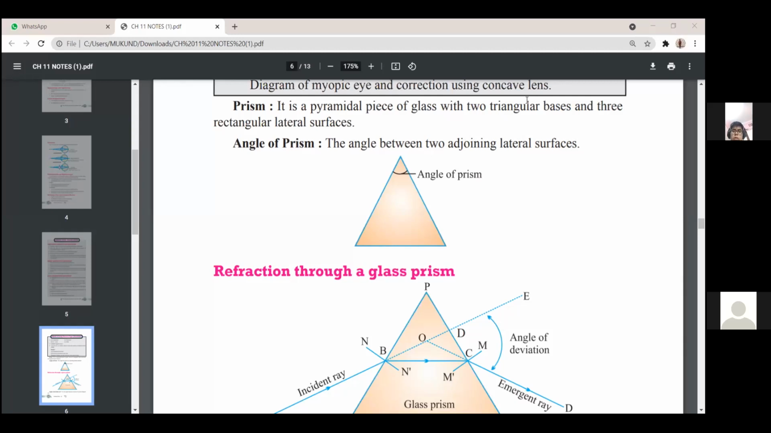Lateral surfaces means this surface. Suppose we name it PQR, then PQ is a lateral surface, PR is a lateral surface, and QR is also a lateral surface. So what is the angle of prism? Because it is an equilateral triangle, all three angles are equal. This angle at the triangular base is known as the angle of prism. Is it clear to you?